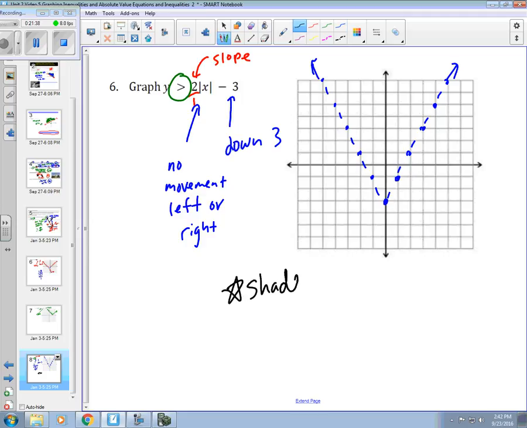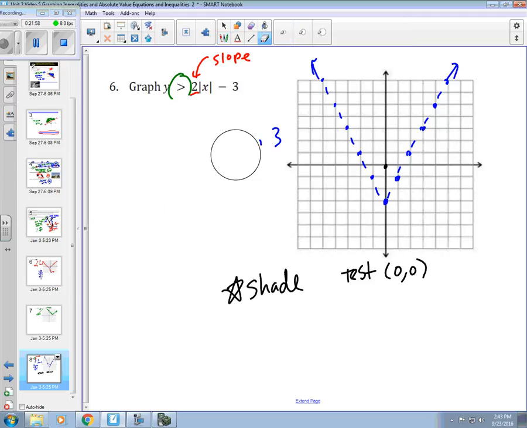Okay, so to shade, we want to test the point again. And our easy test point again, 0, 0. 0, 0 is always going to be easy. Only time you can't use 0, 0 is if our line goes through it. Our line does not go through the middle there. So let's test 0, 0. What if we put 0 in for both x and y here? What's that going to do to it?